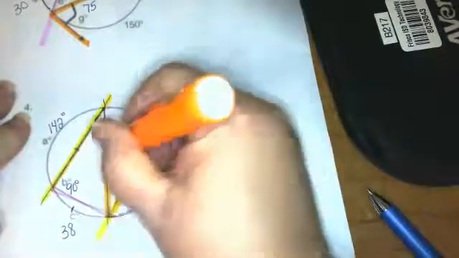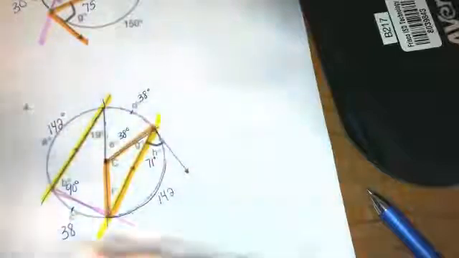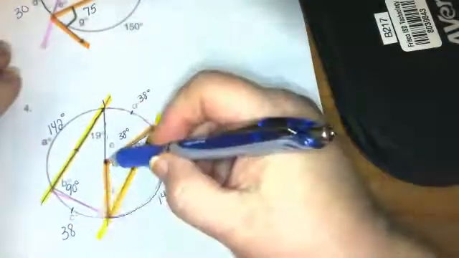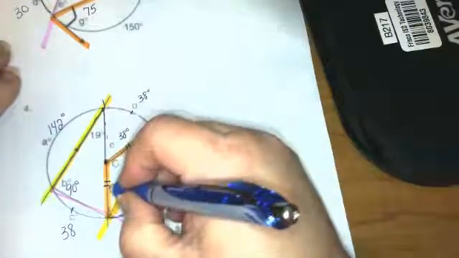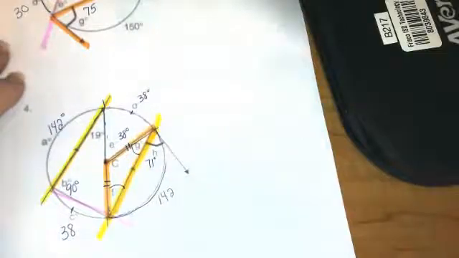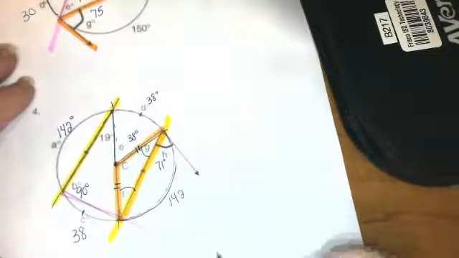Now look at this triangle right here. And we're going to try to find F and G. If you notice, this is a radius and this is a radius. So we've got ourselves an isosceles triangle. That means F and G are going to be the same. If we could just figure out one, we'll know both.